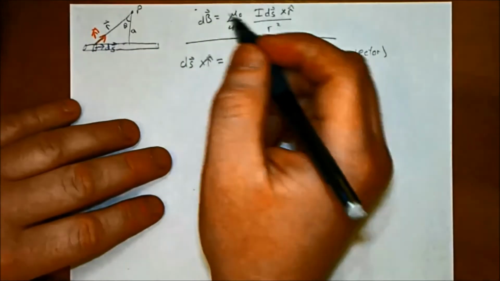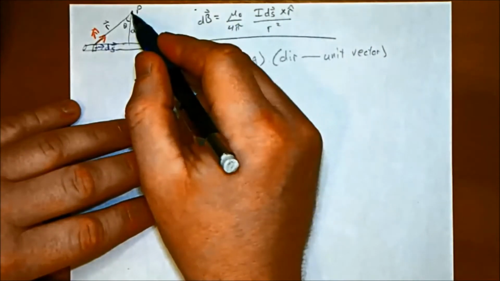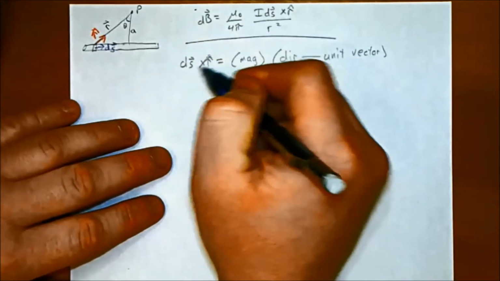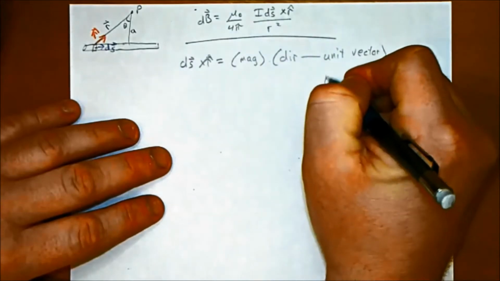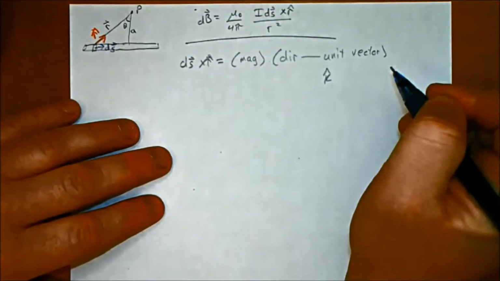So since we know that the magnetic field is going to have the direction out of the page, and that comes from the cross product here, we can say that that has the direction of k hat, positive k hat.